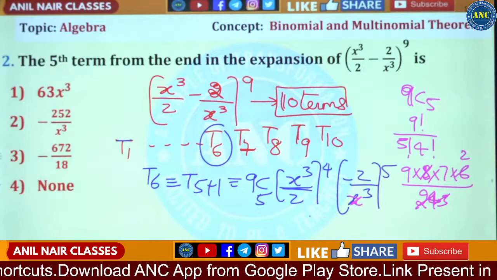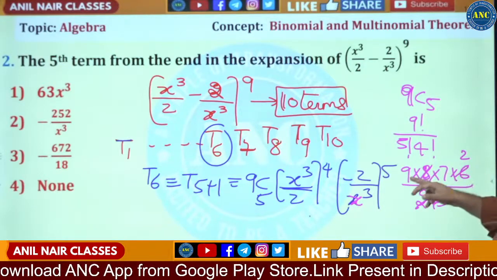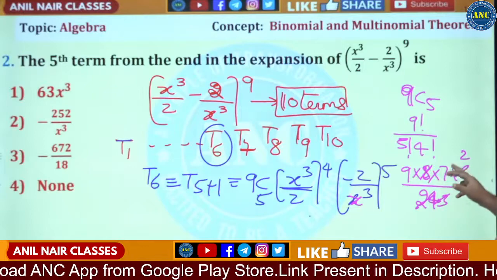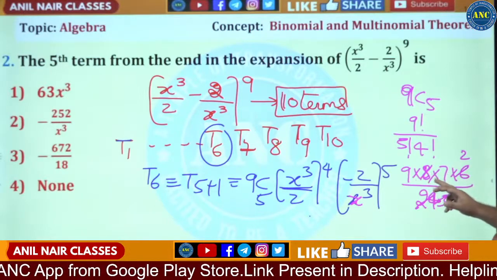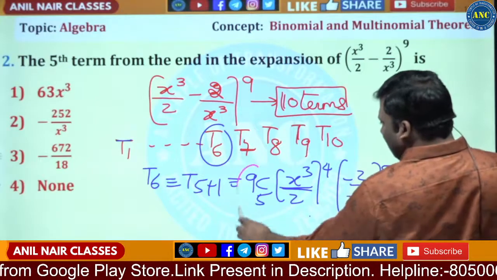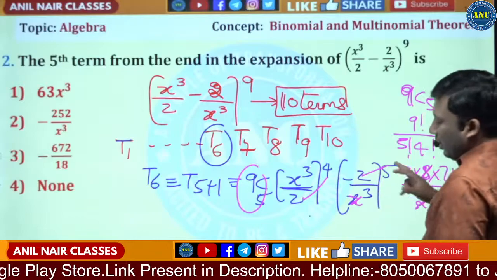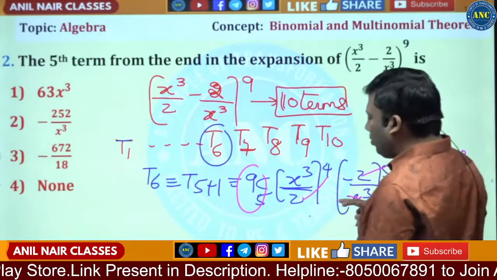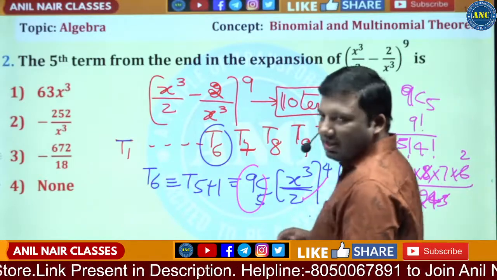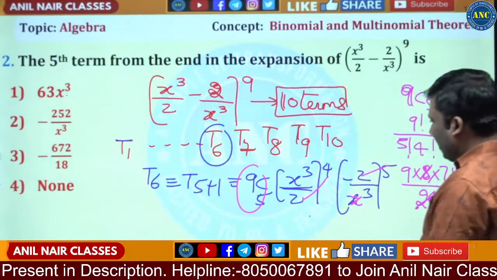Next one. So this will be 9, 9, 8 ones are 8, threes are 14, 14 nines are 126. Here it is 126, 2 power 4, 2 power 5. 2 power 5 by 2 power 4 is 2. 126 by 2 is 63. I hope the idea is clear.